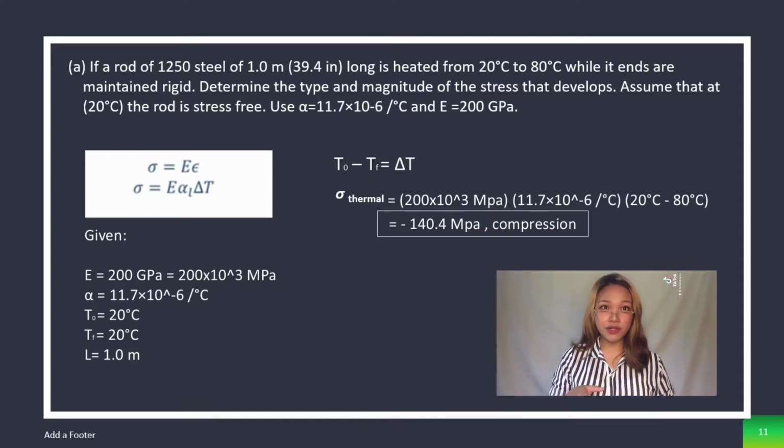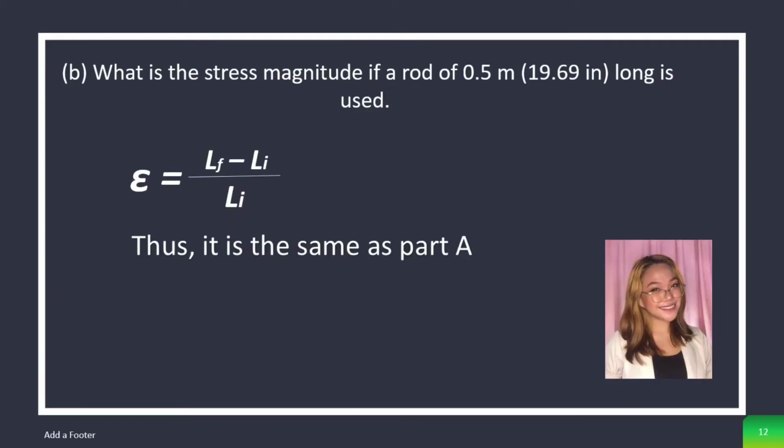Which makes sense because as this rod is heated up, it wants to expand, but we're not allowing it to expand and we are restricting it from expanding, so it's giving in to a state of compression. In this problem, we are given a new length, but as you noticed in the previous problem, we didn't even use the length because it doesn't come into play. Since strain is equal to final length minus initial length all over initial length, if we start with a longer rod, the final length is also longer. Therefore, it has the same answer as part A.